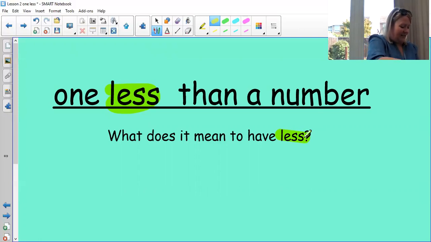Brilliant, excellent. Yes, if we have less, it means the amount we've got is smaller. So we don't have extra, we have less. We have a smaller amount, okay? There's not as much as there was before. Fantastic job. So let's have a look at what that looks like, because sometimes it's easier to see it, okay?